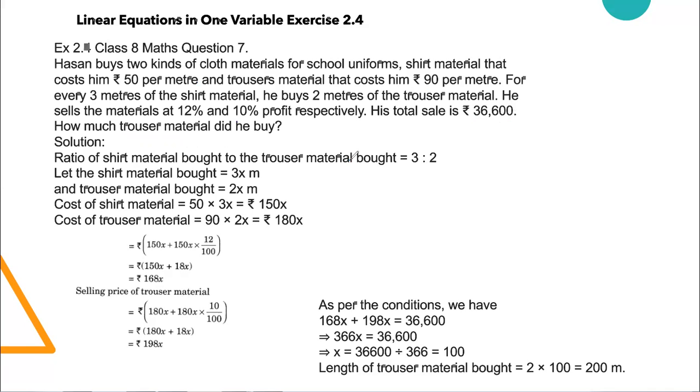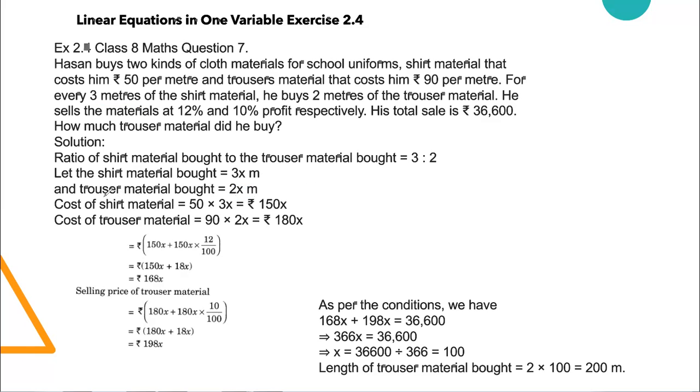So now we also have to focus on this point that for every 3 meters of shirt that he buys, 2 meters of trouser material. In a sense, it is given in the ratio form that 3:2, right? Now, how can we expand this? That's quite simple. 3x meters and 2x meters, right? This is quite basic. M is symbolizing the meters, units, right?